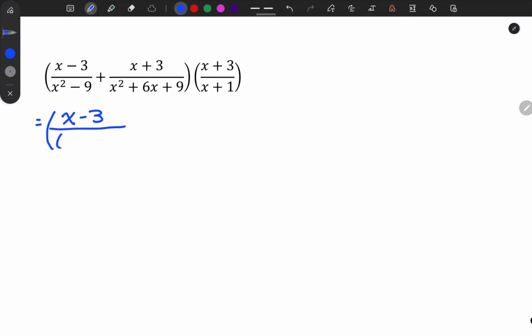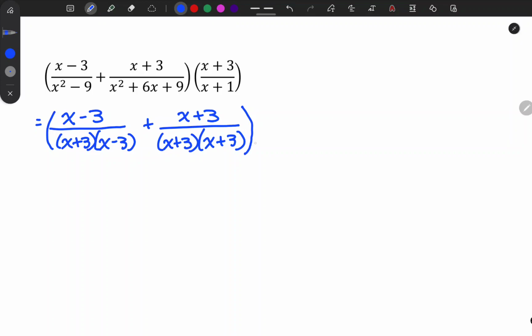x minus 3 over x plus 3 times x minus 3. Oh, that's nice. Plus x plus 3 over x plus 3 squared, or x plus 3 times x plus 3. And that takes care of our large bracket. I'm just going to rewrite the second bracket so we don't drop it, but I'm not really doing anything to this one.